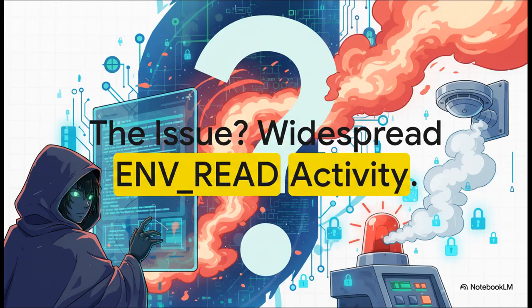What was the flashing red light? Well, the alert was for something called ENV_read activity. Now, if you're not a developer, that might sound kind of boring and technical. But in the world of security, that's like the smoke alarm going off right next to your most valuable possessions. You have to check it out immediately.